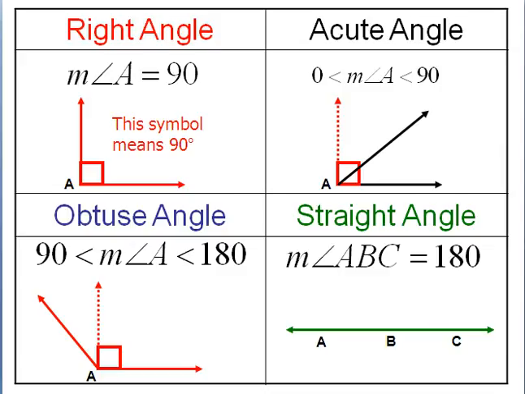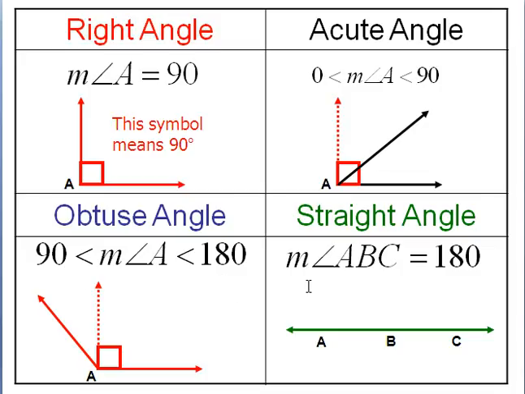Here's a small chart of different types of angles. We have a right angle. The measure of angle A here is 90 degrees. The little box symbol means 90 degrees. We have an acute angle. For an acute angle, the measure of the angle is greater than 0 but less than 90, as we can see here. An obtuse angle is greater than 90, however less than 180.